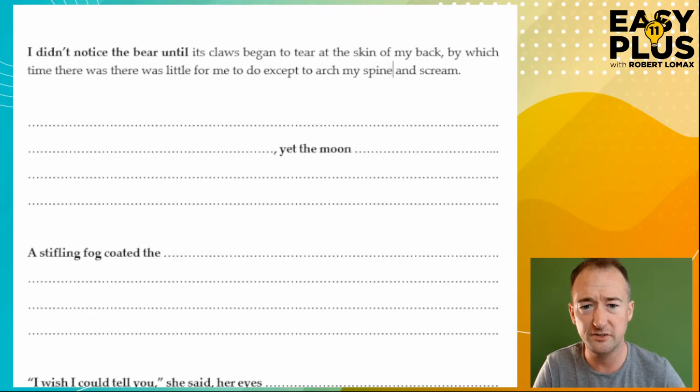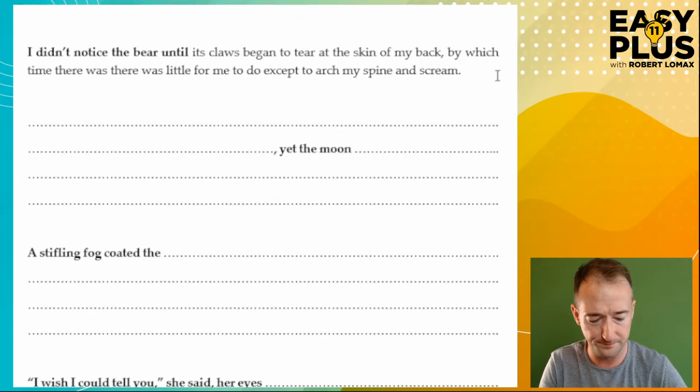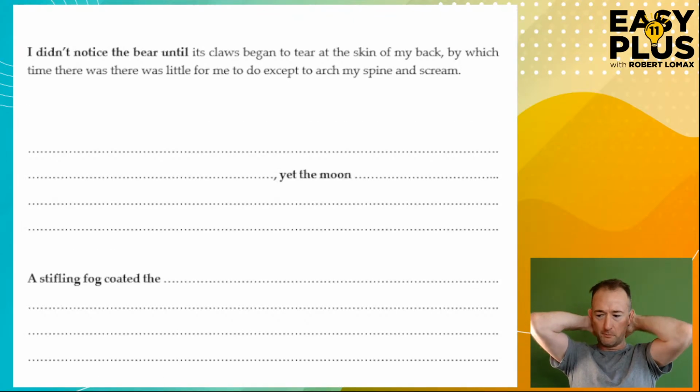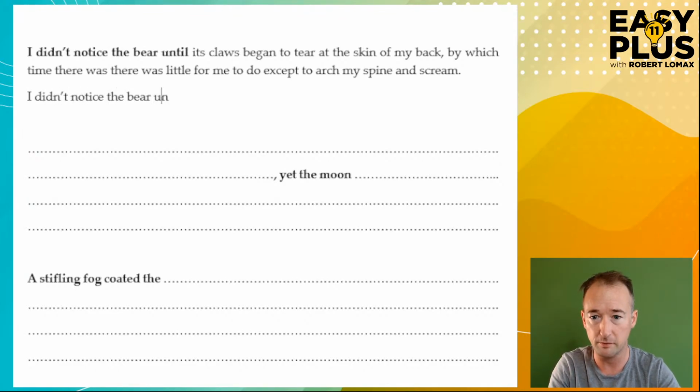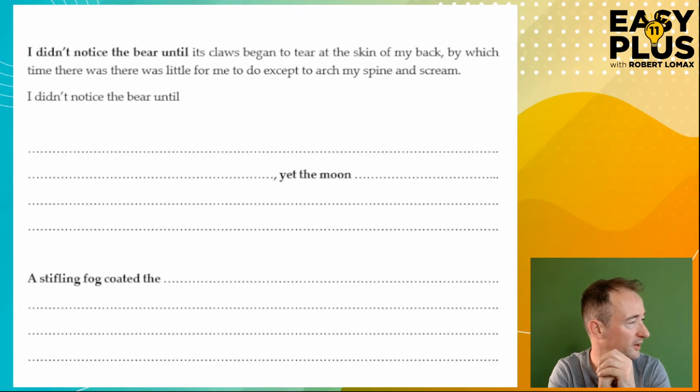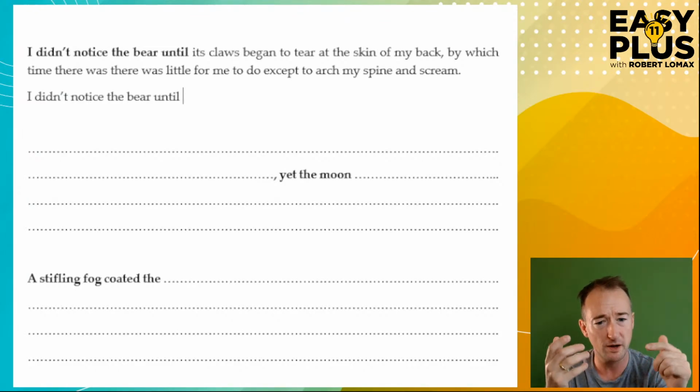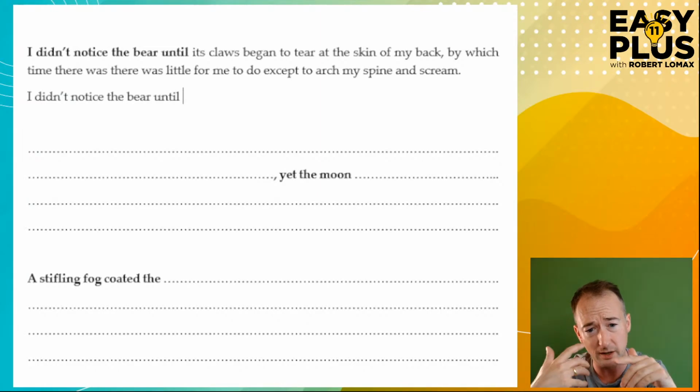Right. What else could I do with this? I didn't notice the bear until, let's do the stimulus again. Let's do a less grisly one. I didn't notice the bear until. So when might you notice the bear and why might you not see it? I might not see it because I was distracted. That's maybe implied slightly by the one we just had, because I was looking the other way and then it comes to my back.